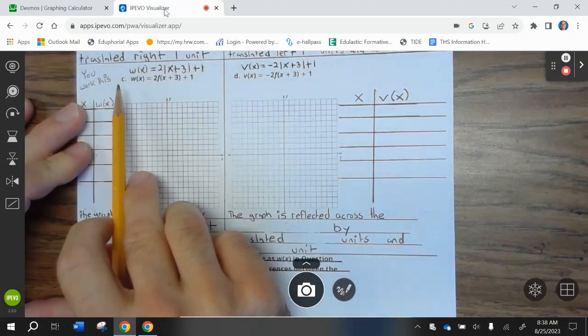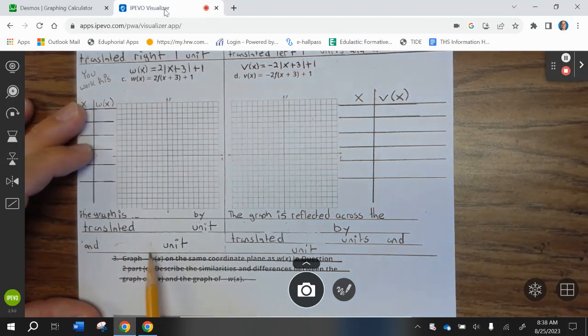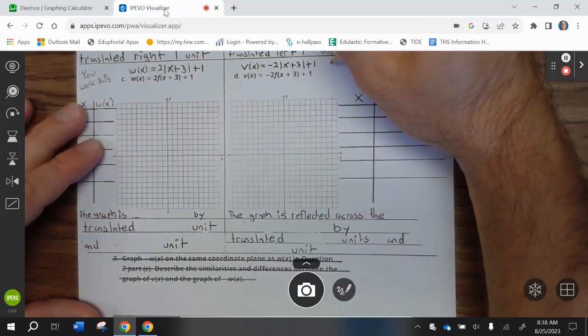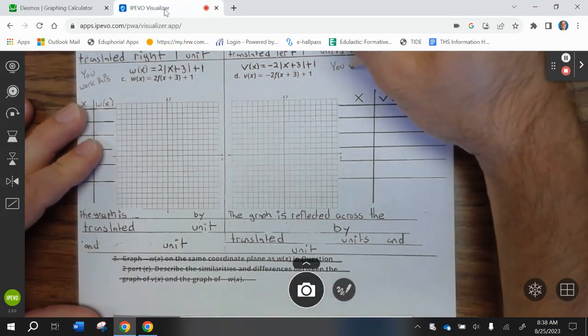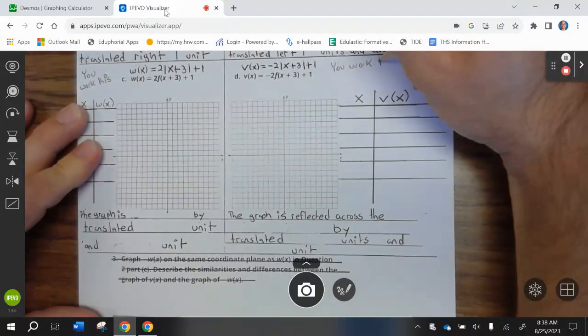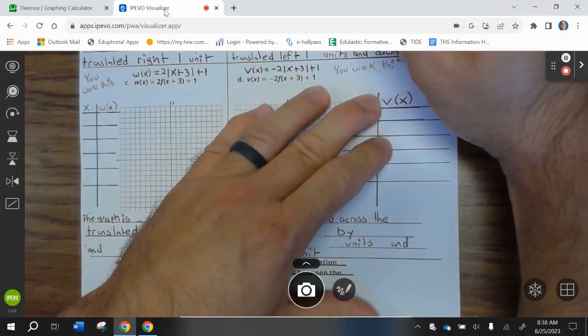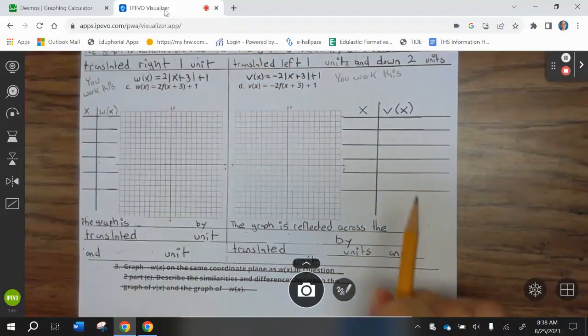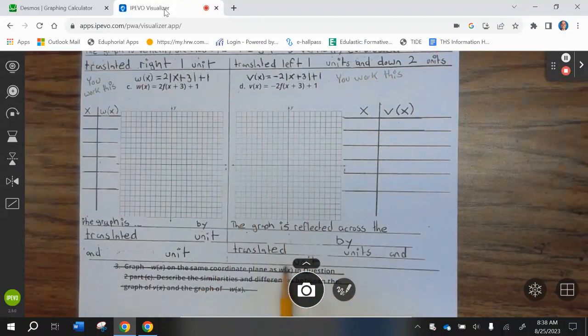All right. So you work this, see the graph and the transformation. So you work this graph, table, and a transformation.